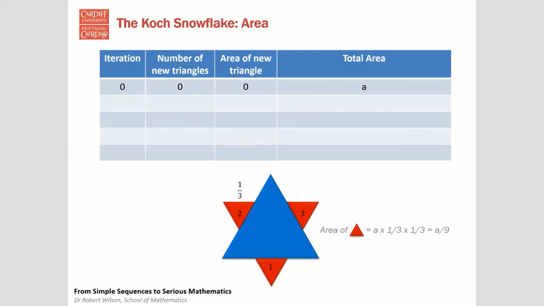One way of illustrating this, or thinking of this, is to see how the red triangles will tessellate on top of the blue triangle. And you'll see you can fit 9 red triangles into the blue triangle. So putting this information into our table, we can determine the total area as the area of the original blue triangle plus 3 times the area of one of the red triangles.